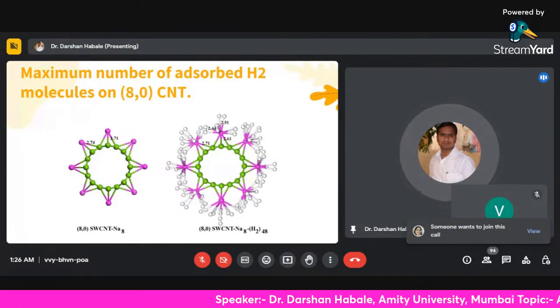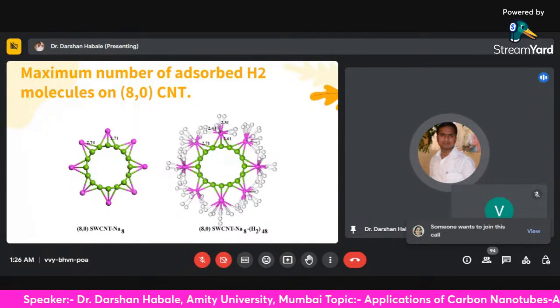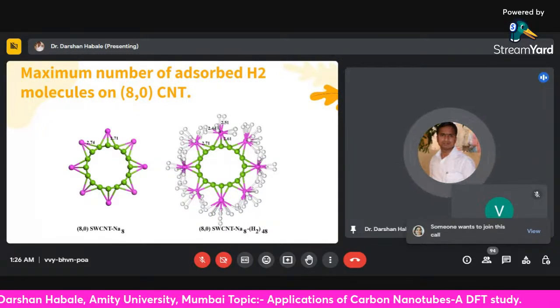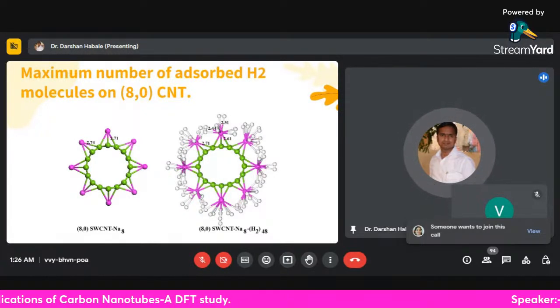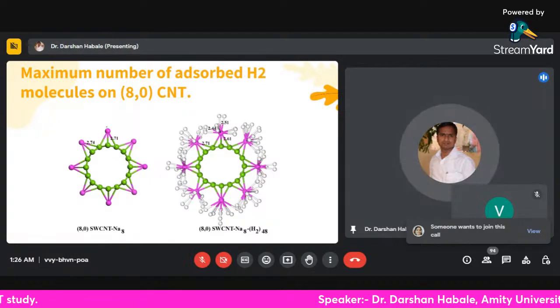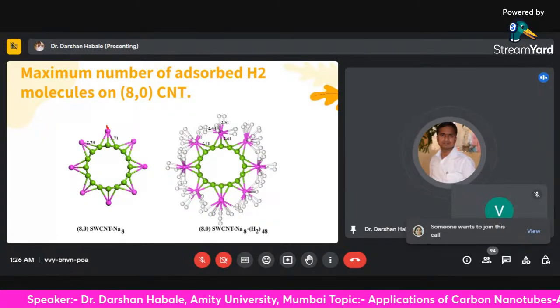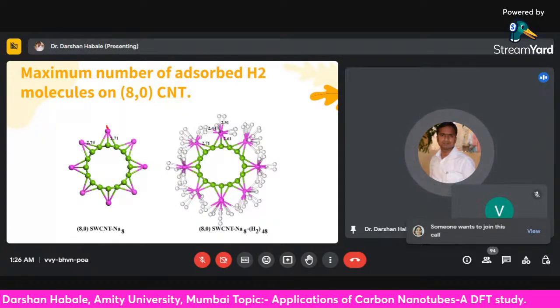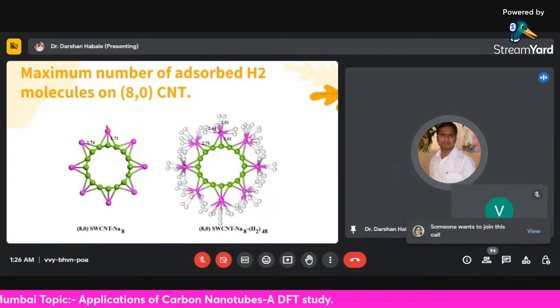On each sodium atom, we are going to adsorb 1, 2, 3, 4, 5. So we are just going to increase the number of hydrogen molecules, and then we study how it is possible to adsorb this number of hydrogen molecules on this. On each sodium atom, we increase the number of hydrogen. We try to add hydrogen molecules 1, 2, 3, 4, 5, and 6. So on each sodium atom, 6 hydrogen molecules can be adsorbed.